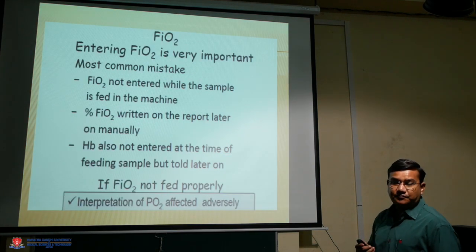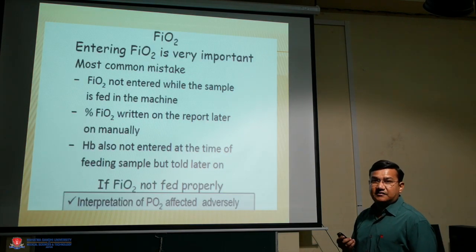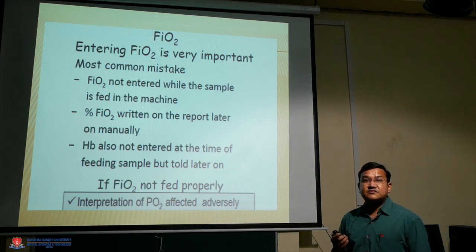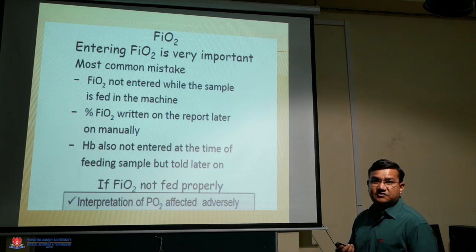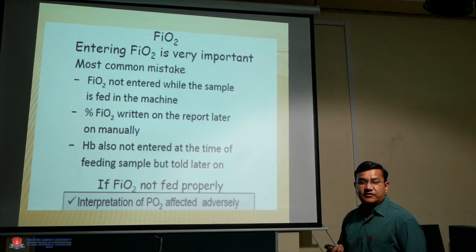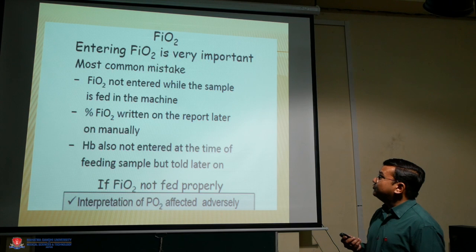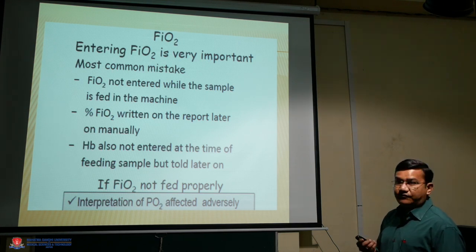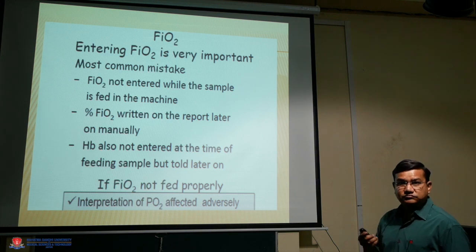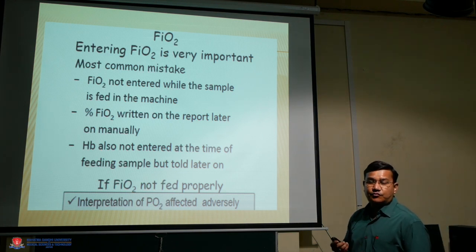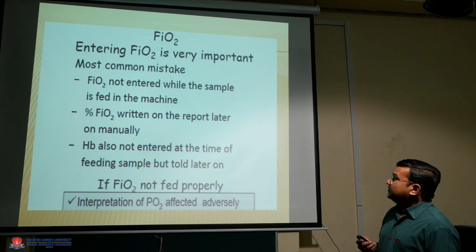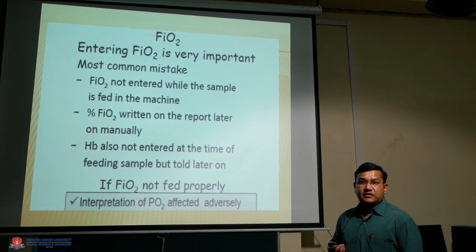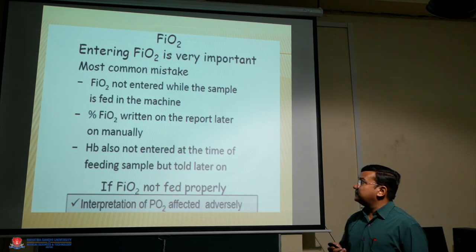Now the FiO2. A very common complaint is what FiO2 the patient is on, if the patient is on a ventilator, and what FiO2 we are giving. If FiO2 is not entered while the sample is fed into the machine, it will give rise to a decrease or increase in PO2 accordingly. So the FiO2 percentage should be entered in the analyzer.